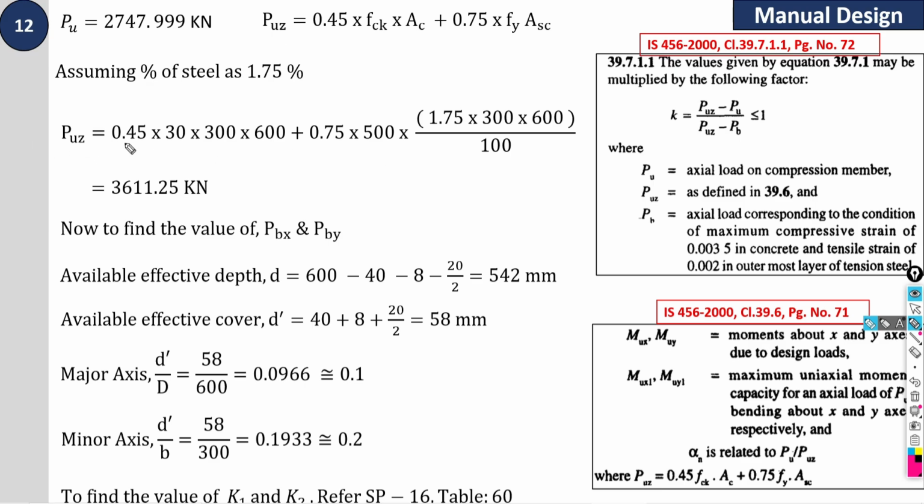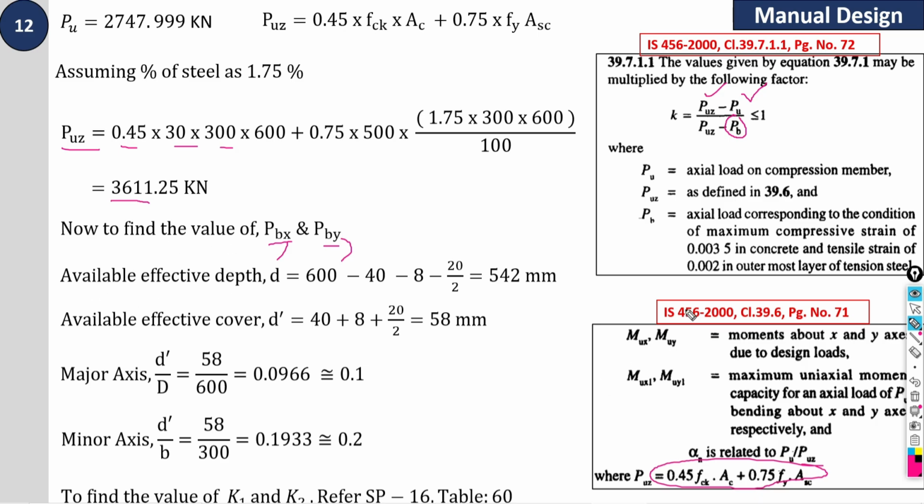Now PUZ with 0.45 multiplied by FCK as 30. Based on this formula I do the calculation and we get the value of PUZ as 3611.25 kilonewton. Now to find the values of PBX and PBY, because we need PB. PU we have, PUZ we have, but we do not have PB: PB about the major axis and PB about the minor axis.